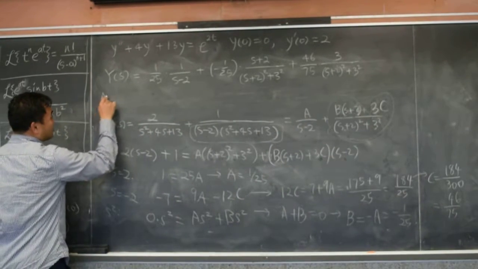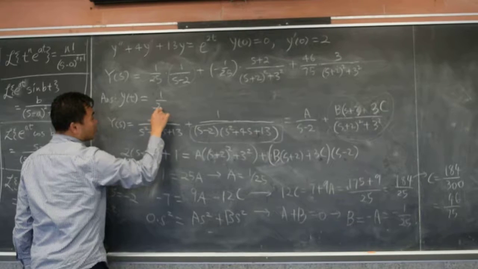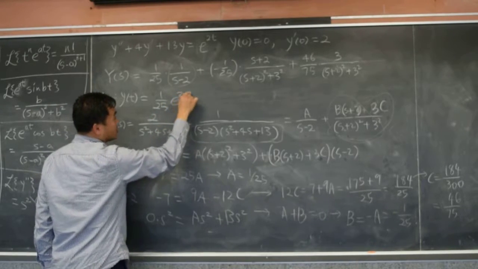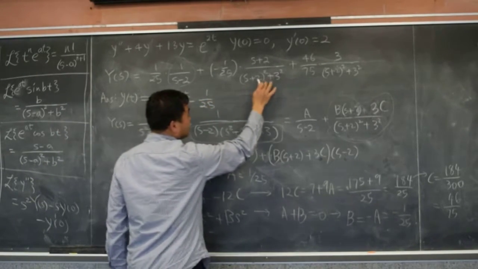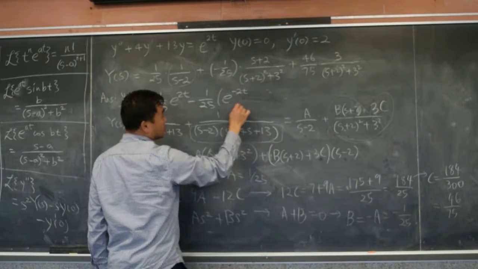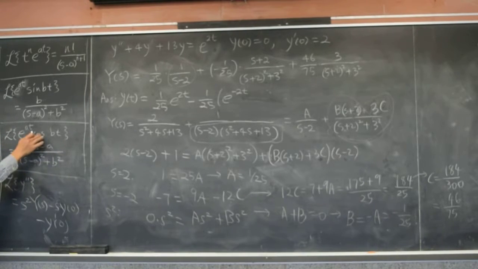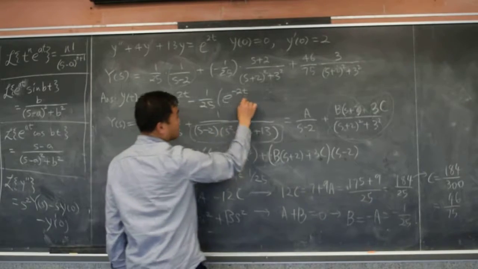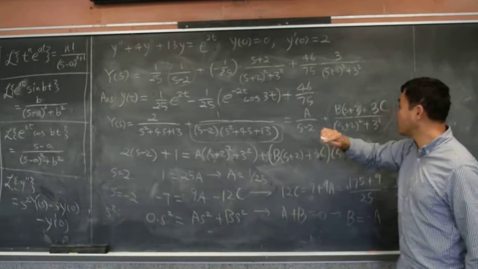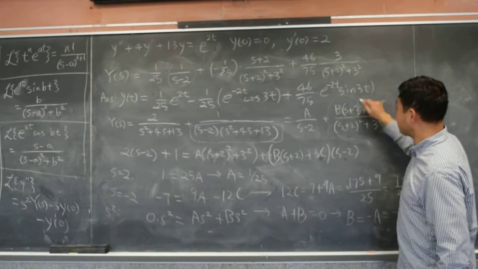Therefore, what's the answer? y of t. What do you have in the original? e to the 2t. What gives this one? e to the negative 2t. It's this one, right? Plus, it's the cosine. Cosine of 3t. Plus 46 over 75 times e to the negative 2t sine of 3t.